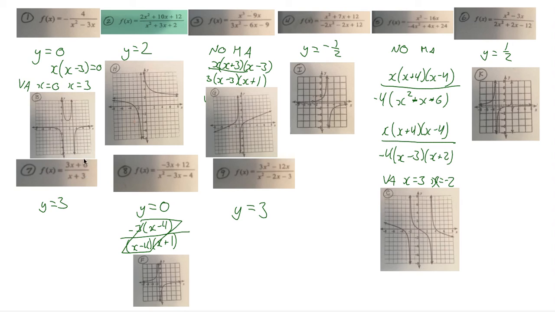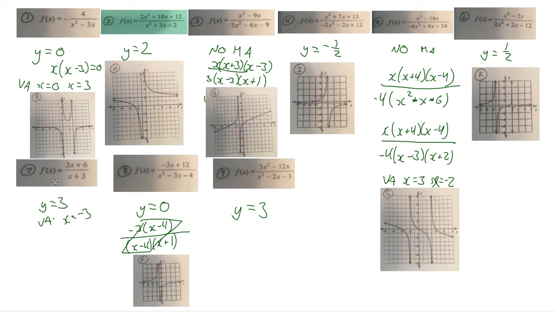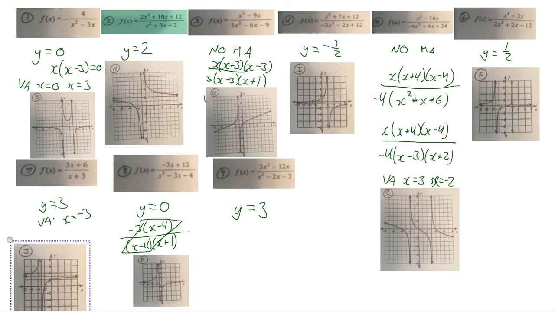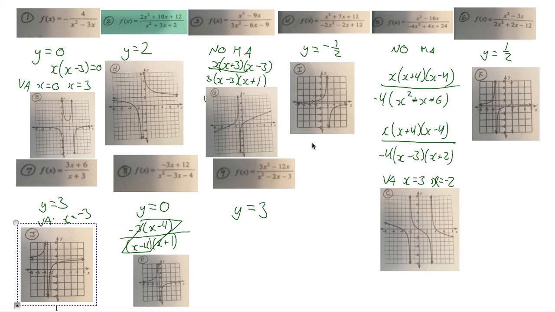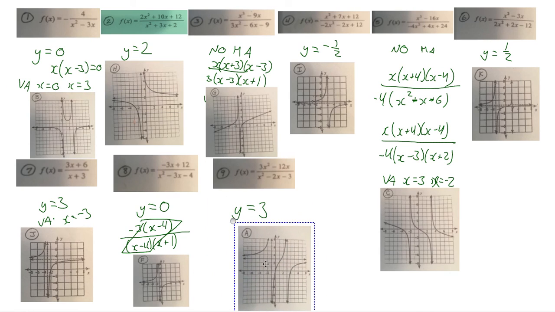Here, if we factor out the numerator, we can get 3 times x plus 2. There is no hole. We can see that the vertical asymptote is going to be x equals -3. So if we look at these, we can see that x equals -3 is J. So that's going to be the answer for number 7. And by the process of elimination, we can settle that A, which also has a horizontal asymptote at y equals 3, is going to be the answer for number 9.